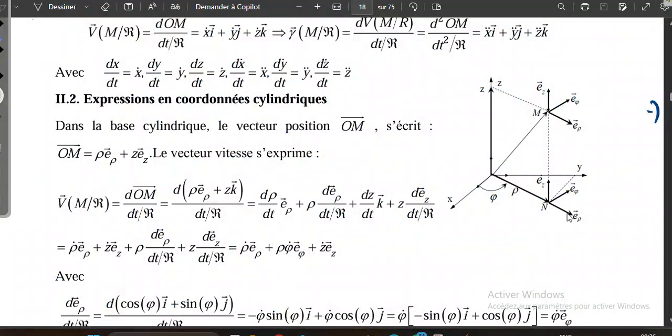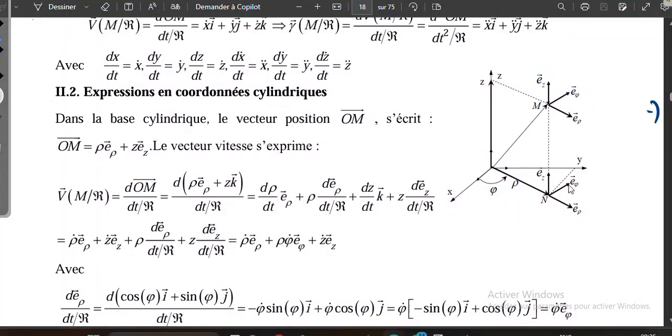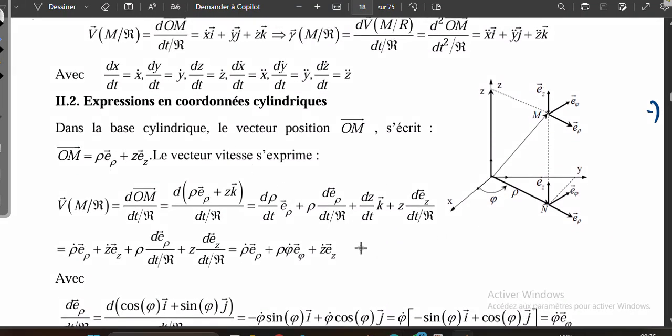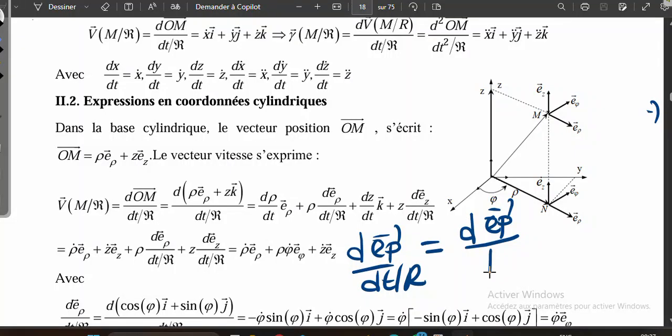I'm going to come back here. The derivative of E rho will give us a vector perpendicular to it. So the derivative of E rho with respect to time in R, since E rho is not constant, is not 0. So it's going to give us a vector. Now, here's what I taught you again. That property is only applicable to the derivative of E rho with respect to phi, not time.